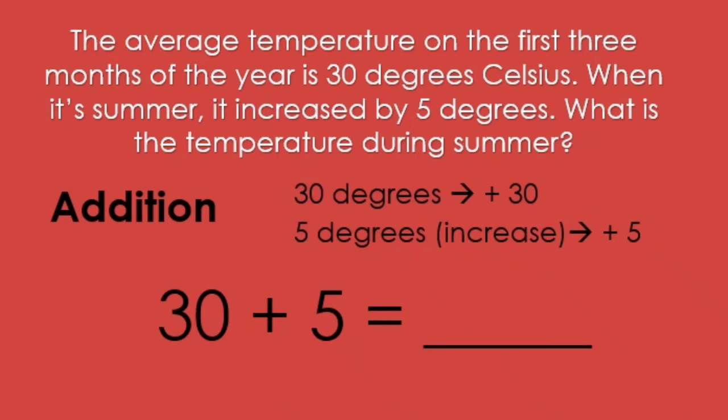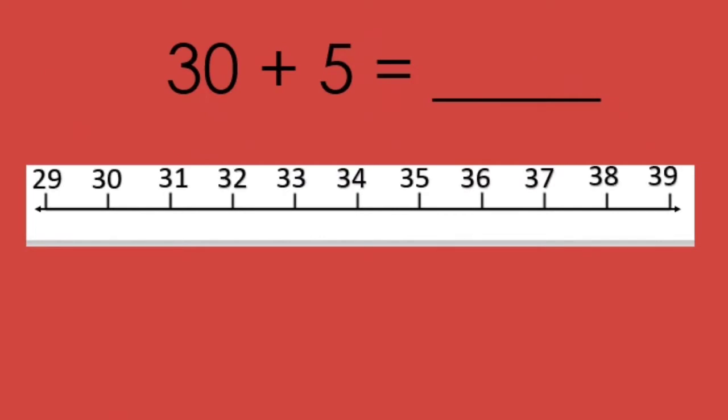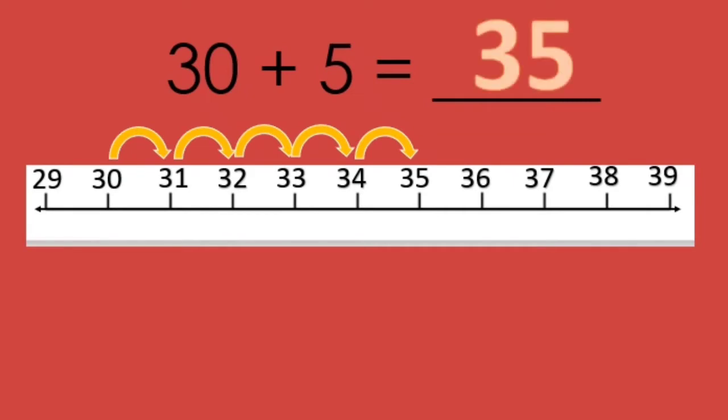Using positive sign on positive numbers is just optional as long as your situation just needs it. So let's use the number line to add. Now, I have used here a number line that starts from 29 to 39. And we will start from 30 and then we will just add 5 and then let's see what number we will end up. So we have 30, 31, 32, 33, 34, 35. That means 30 plus 5 is 35.